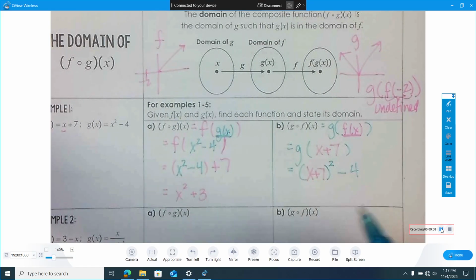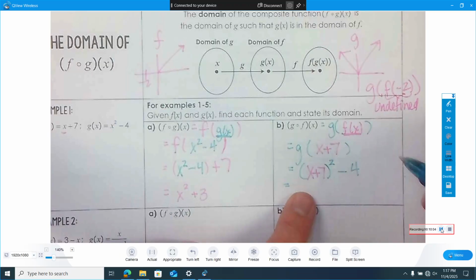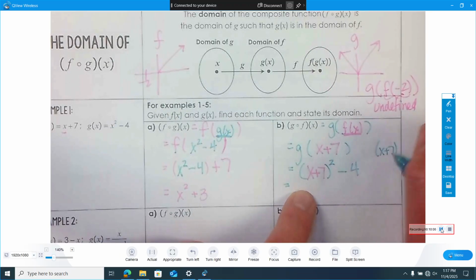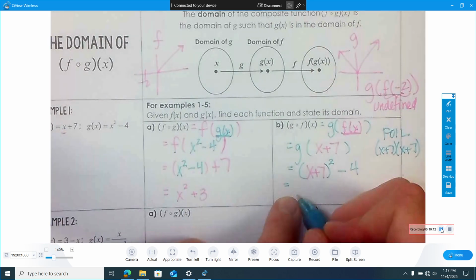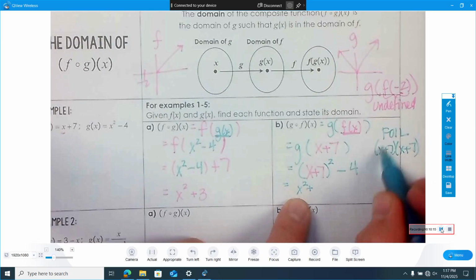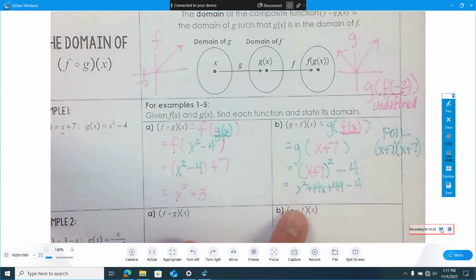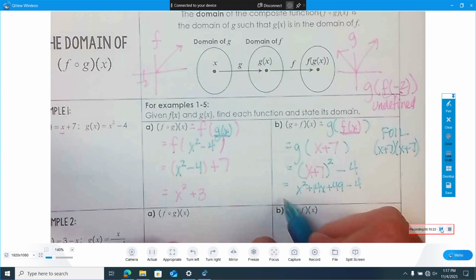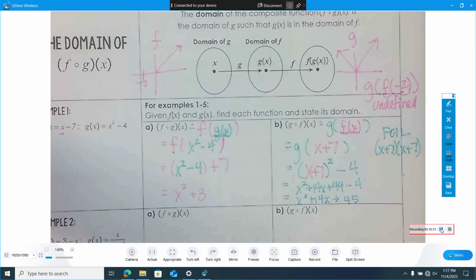Okay, now we do have to expand this. What does x plus 7 squared mean for you to do? Double bubble it out there. We got x plus 7 times x plus 7. We got to FOIL that together. Yeah, x squared plus 7x plus 7x is 14x, and then plus 49. And then subtracting the 4 on the end there. And just cleaning it up, we get x squared plus 14x plus 45. Yeah. All right. Questions on that one? All right.